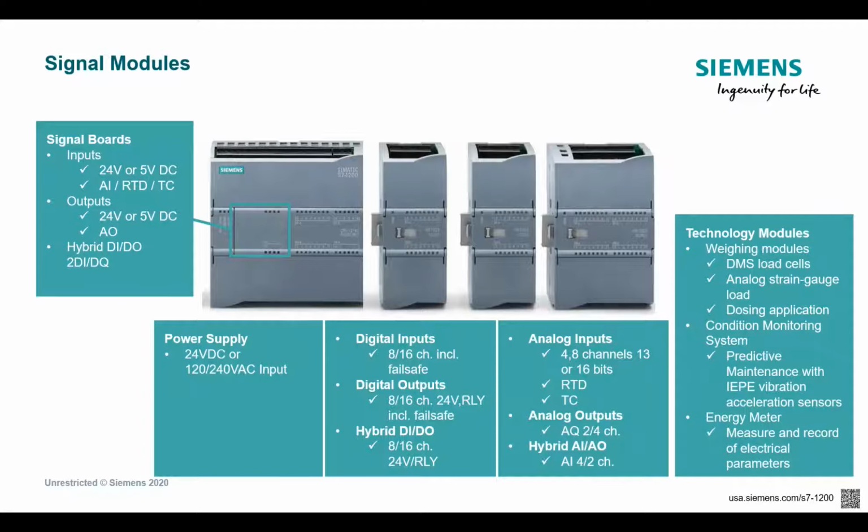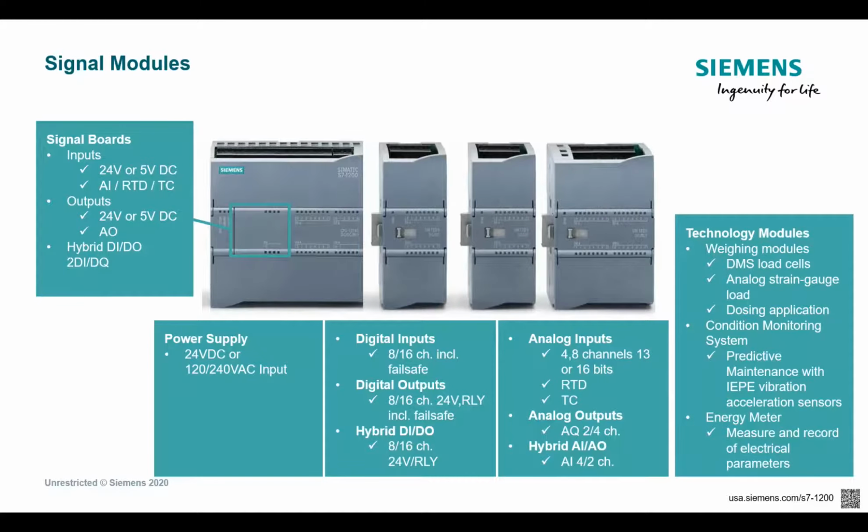Our signal boards offer digital inputs, digital outputs, analog inputs, thermocouple inputs, analog outputs. One thing to note is with the analogs, it's all 1. So if you add a signal board to the base of the PLC, you get 1 analog input or 1 analog output. And then with the signal modules, we've got tons: 4 inputs, 8 inputs, combo cards, 4 in, 2 out. And then technology modules, we have different options: energy meters, condition monitoring, weighing modules, RFID modules.